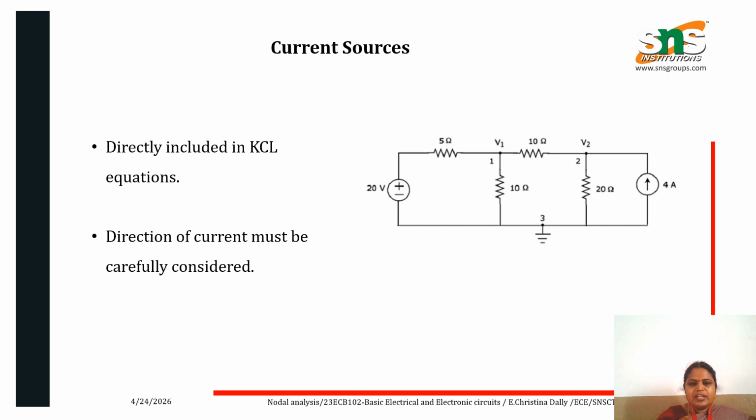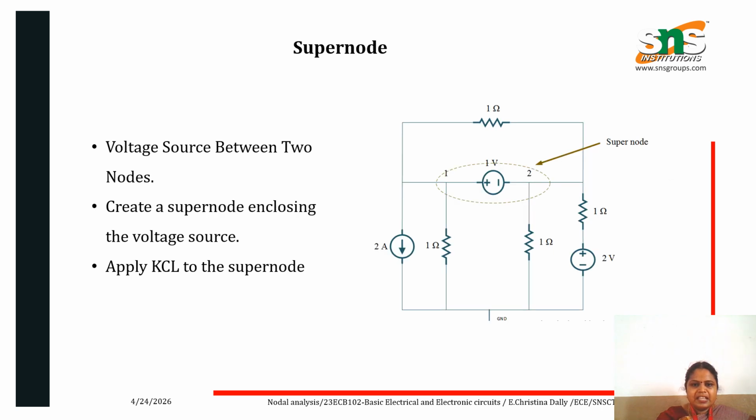Next, we consider current sources. Current sources are directly included in the KCL equations, and the direction of the current must be carefully considered. That is the main thing here. The next topic is super nodes. Here we have two nodes with a voltage source between them, and we create a super node enclosing the voltage source. After that, we apply KCL to the super node.